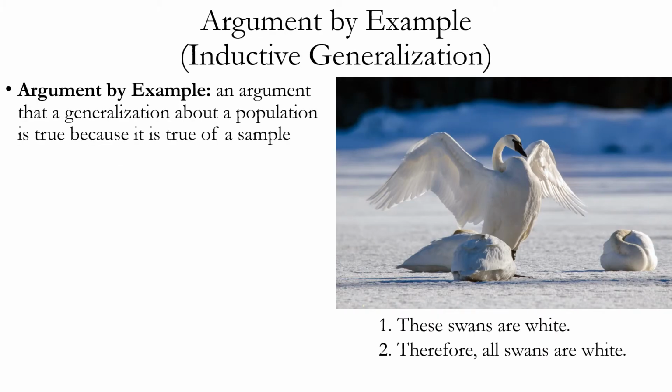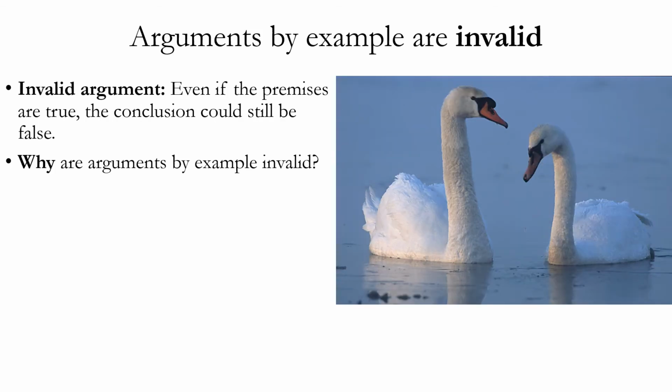So an argument by example, or an inductive generalization, is an argument that a generalization about a population is true because it is true of a sample. An example of that type of argument: these swans are white, therefore all swans are white. Interestingly, all arguments by example are logically invalid. An invalid argument is one such that even if the premises are all true, the conclusion could still be false. There'd be no logical contradiction with this type of argument to have true premises and a false conclusion.